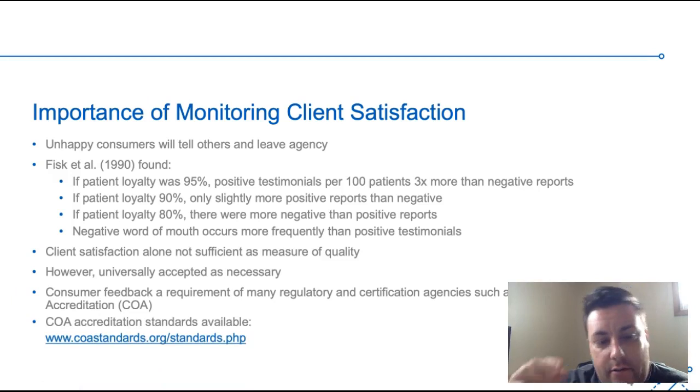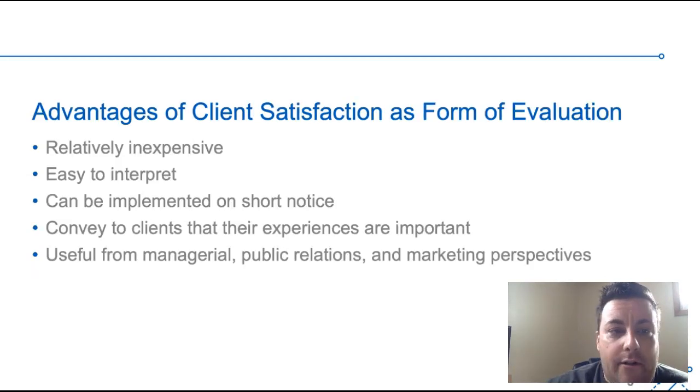If you're interested, the Council on Accreditation standards are online. You can Google them. Depending on what state or country you're coming from, you may want to look also for local standards, either state or province level standards, depending on who the regulatory bodies are.